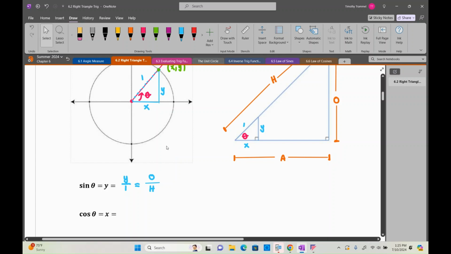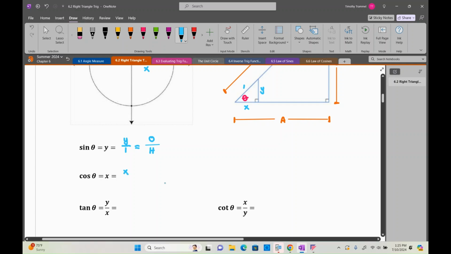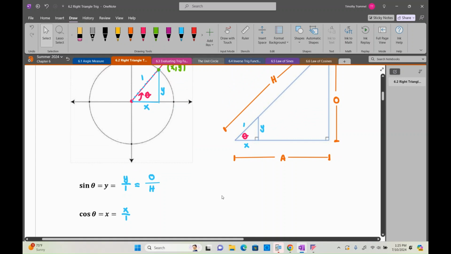Okay. If I go down here to cosine, I can do the same little trick here. I can say, well, I could rewrite that as x over 1. And if you notice, that's really the adjacent side over the hypotenuse this time.